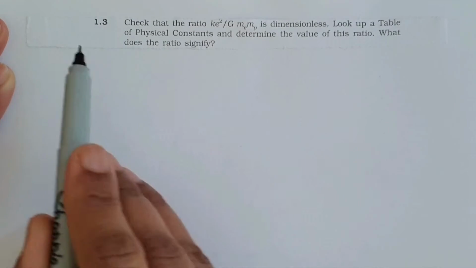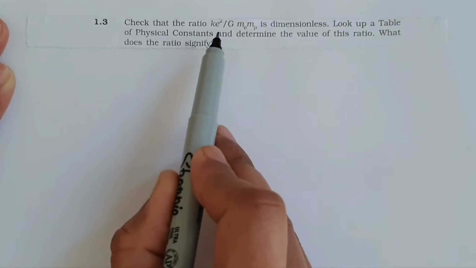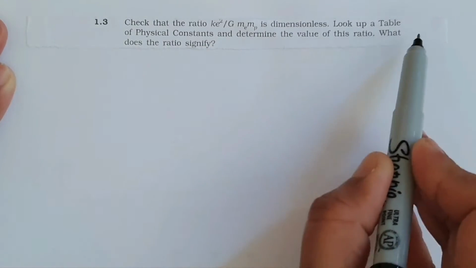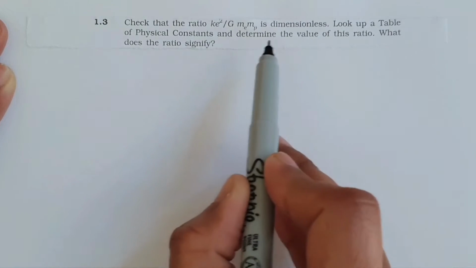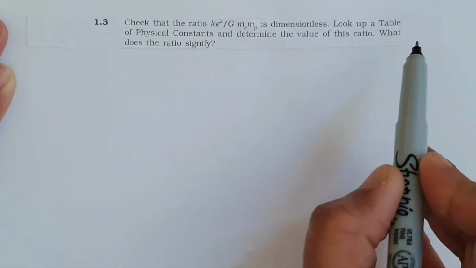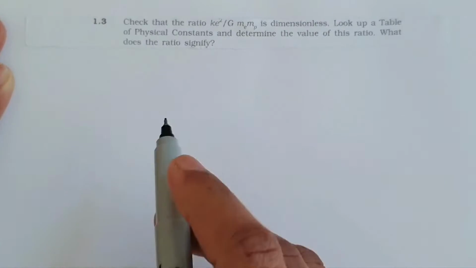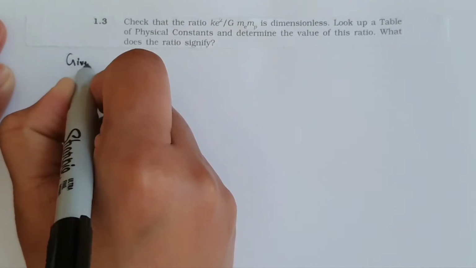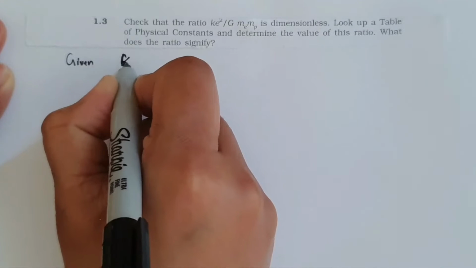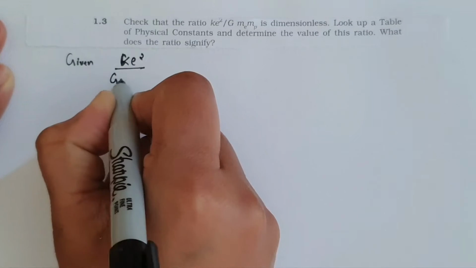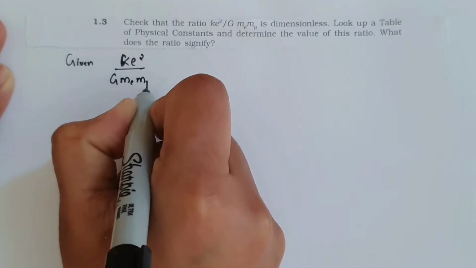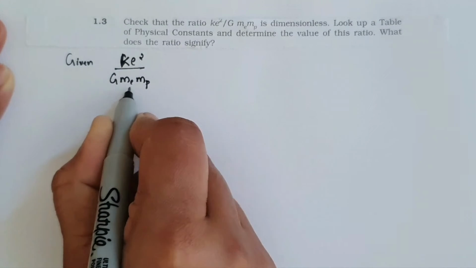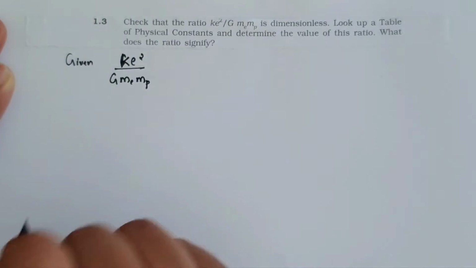Question number 3. Check that the ratio k e square by G Me Mp is dimensionless. Look up a table of physical constants and determine the value of this ratio. What does the ratio signify? So the given ratio is k e square by G Me Mp, where Me and Mp are mass of electron and proton respectively.